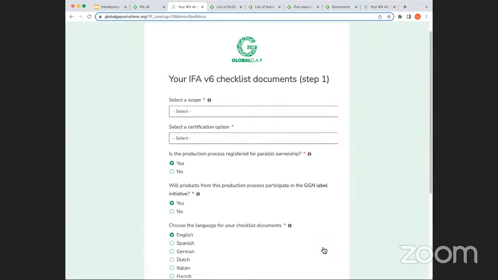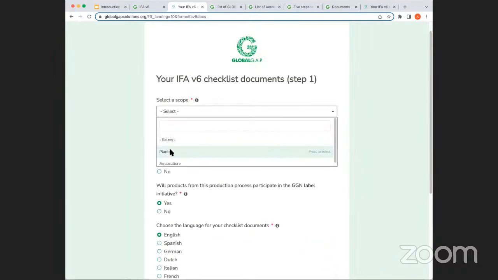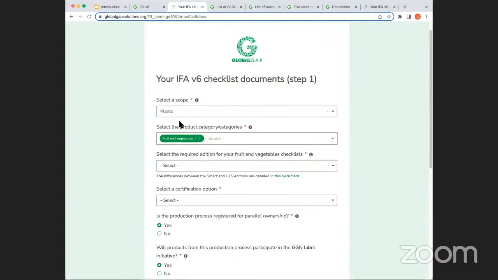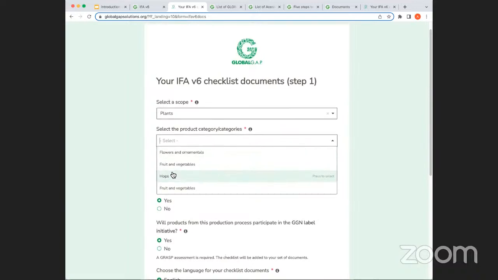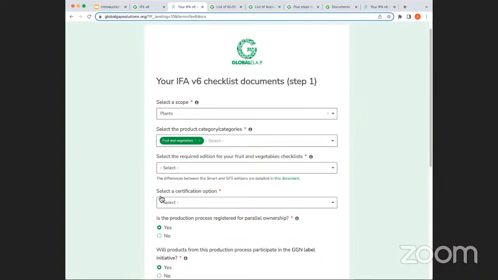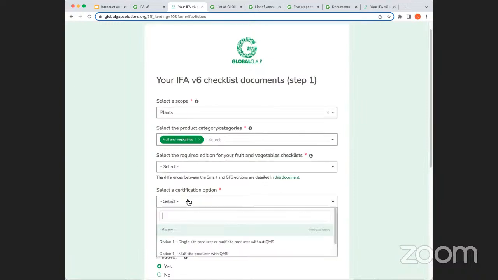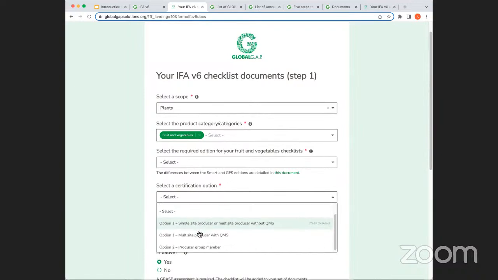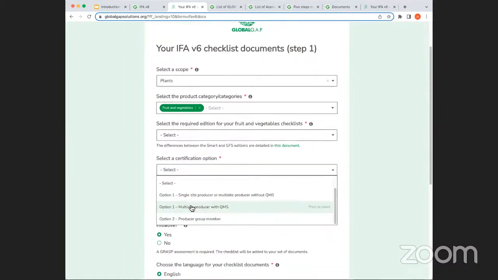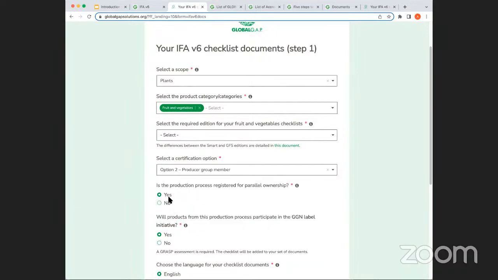You select the first thing. For us, avocado, we would select plants. I previously had selected fruits and vegetables, but just to show everybody, that's how it would be. You can choose what you want in the plant section. It's fruits and vegetables for us. Select certification option. You can select the individual option. So I'm part of Lusaka Avocado, so I'll say option 2 for me.